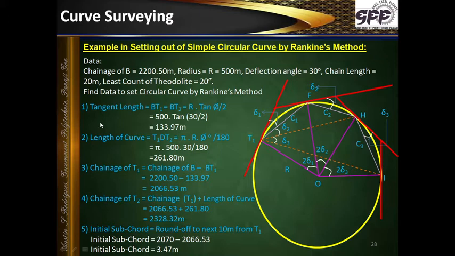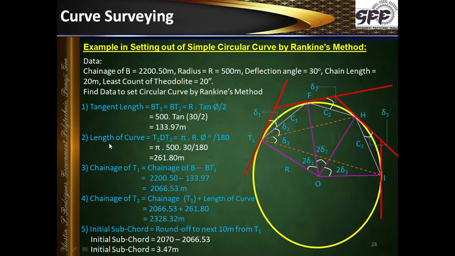So first we are going to find the tangent length so as to get the value of T1. So BT1 is equal to BT2 is equal to R tan phi by 2. That's the standard formula. So R is 500 into tan of 30 by 2, so 500 into tan of 15. So that comes to 133.97. As in the previous cases, from the point of intersection, we will be coming back to get the point T1. So let us have that defined a bit later.